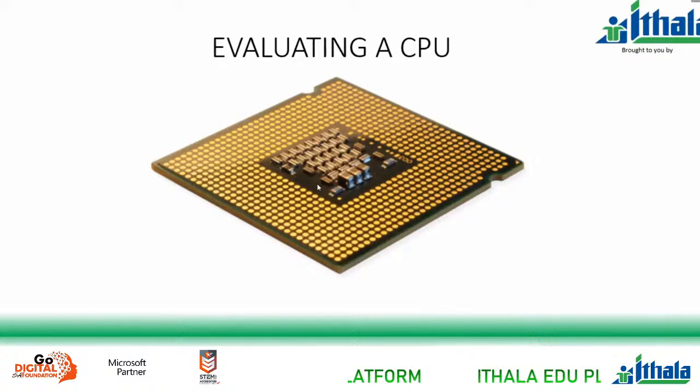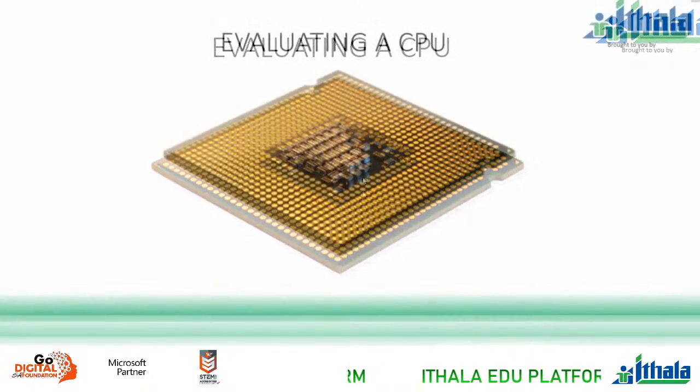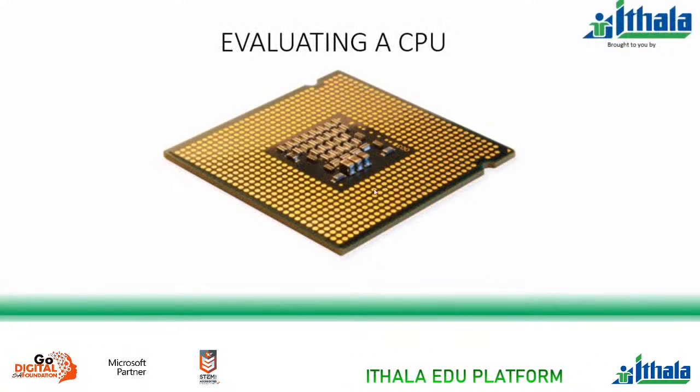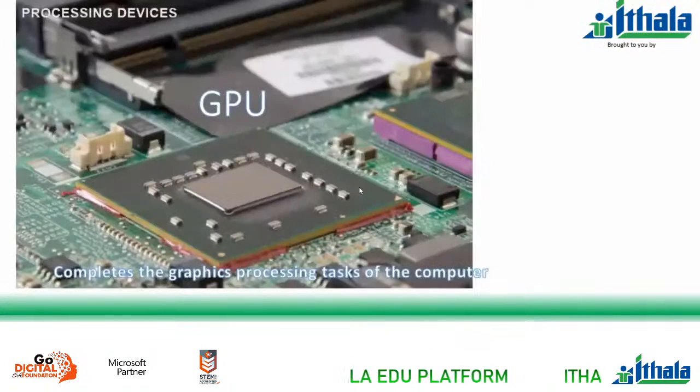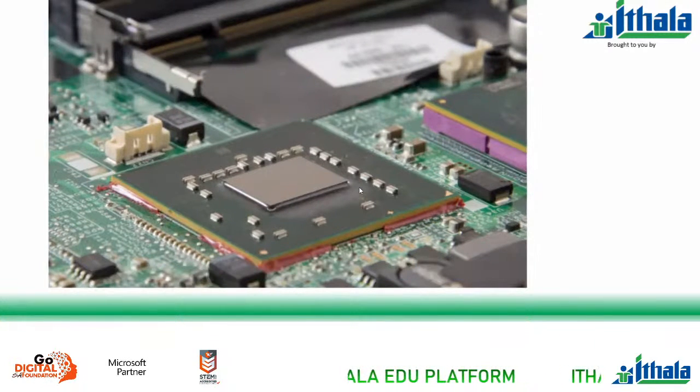The very next thing that we're looking at with processing devices is something called a GPU. A GPU completes the graphic processing tasks of the computer. An example of a GPU in most cases would be your graphics card. So the G represents graphics, so it's graphics processing tasks. A GPU is a specialized processing unit responsible for display functions.